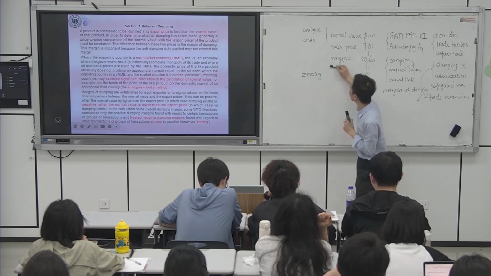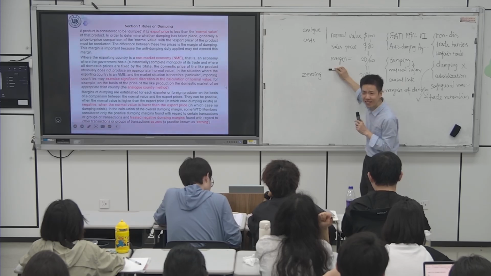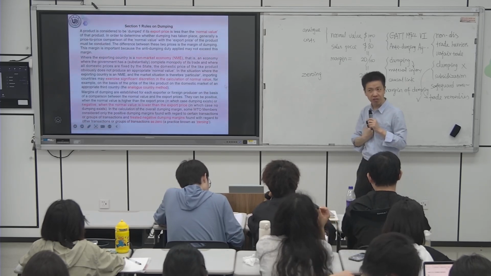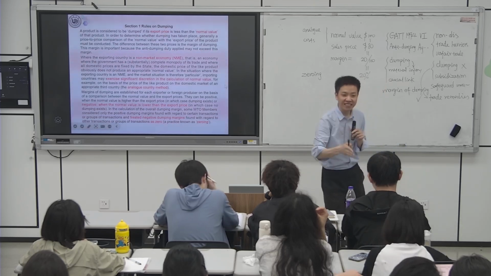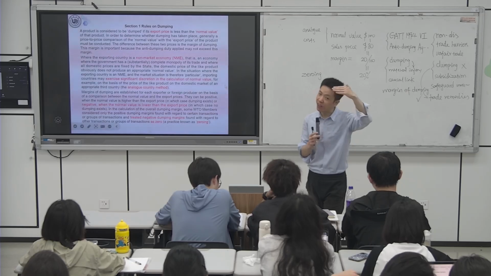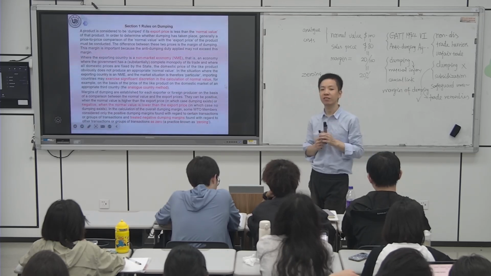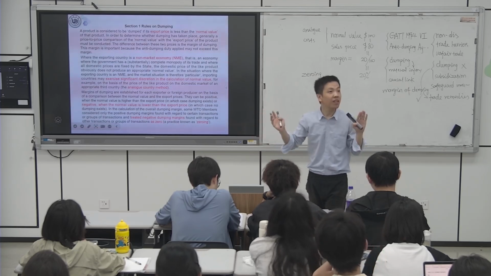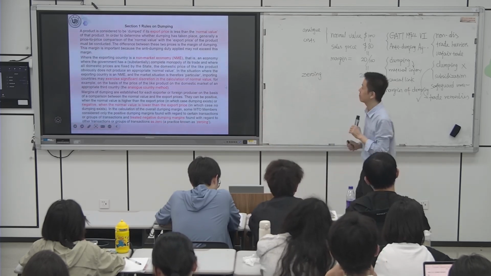Then, when we are calculating the dumping margin, what numbers do we use? Which transaction? Between which exporter and which importer? That becomes complex.